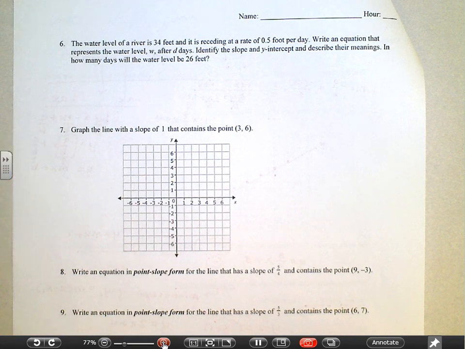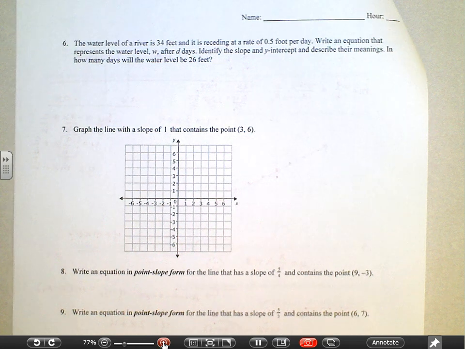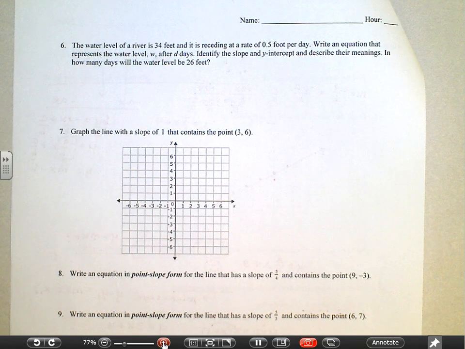So number 6, excuse me, the water level of a river is 34 feet and is receding at a rate of 0.5, half a foot per day. Write an equation that represents water level W after D days. Identify a slope and y-intercept and describe their meanings, and how many days will the water level be 26 feet? Okay, we have several things on here.